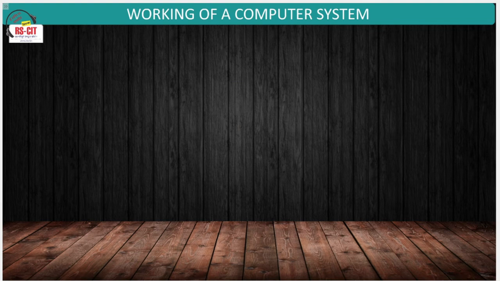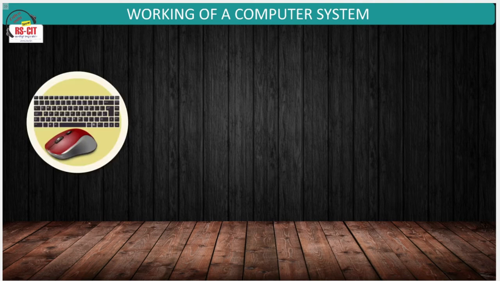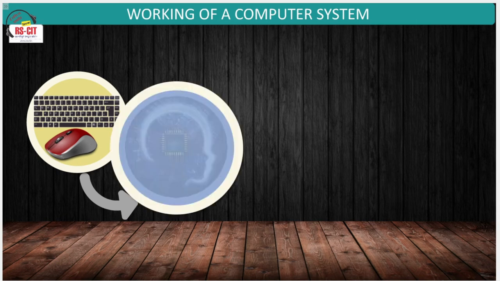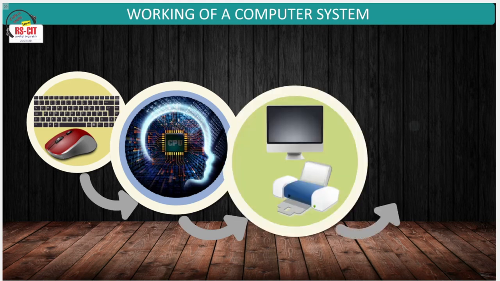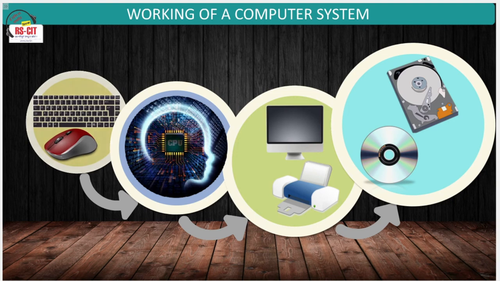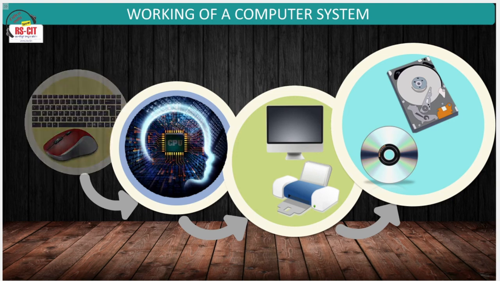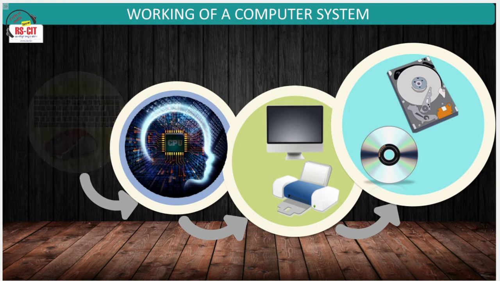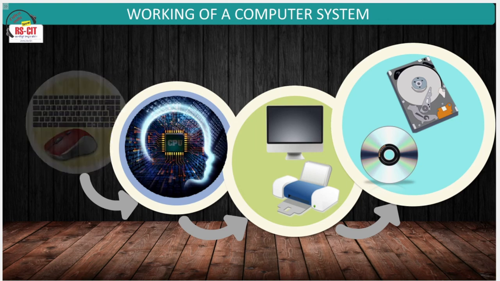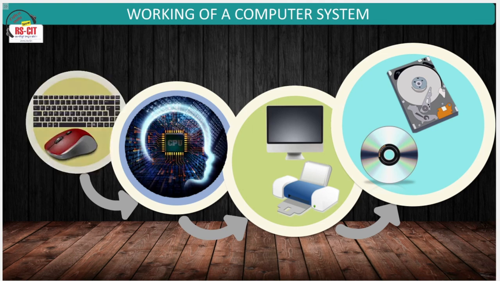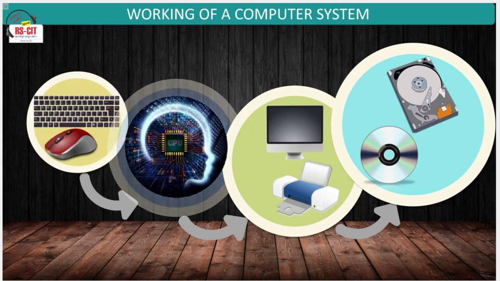Working of a computer system can be understood by bifurcating it into four main processes, that is input, processing, output and storage. Starting with input. An input device is any hardware component that allows you to enter data and instructions onto a computer. Six widely used input devices are the keyboard, mouse, microphone, scanner, digital camera and web camera.